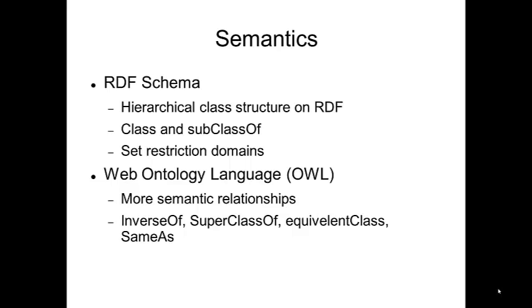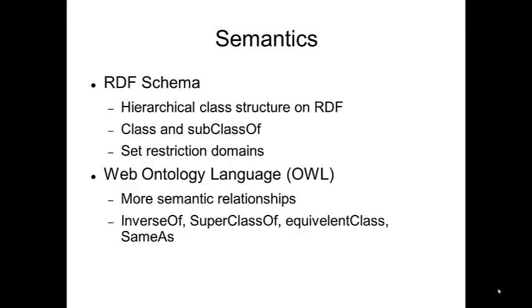So RDF Schema is like RDF, and in fact it's written in RDF, but it allows you to define a more complicated hierarchical class structure. So superclasses, subclasses, class and subclass of are two of the really important things that RDFS gives you. And it also allows you to set restrictions on domains. So, as on a relational database, your values can only be between 1 and 100, for example, or it can only have these sets of valid names in it. So RDFS adds that kind of thing. It adds domains and more complicated class structures.